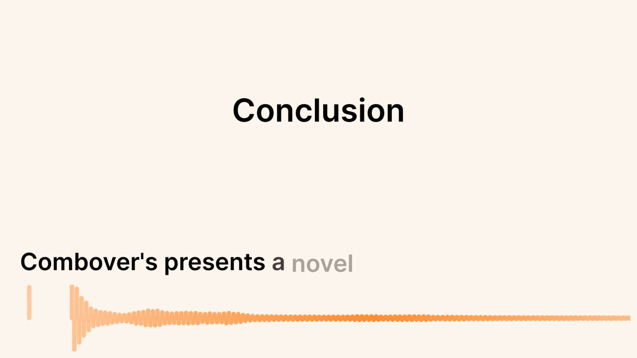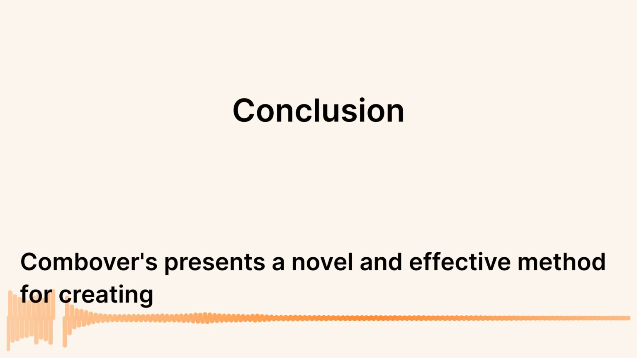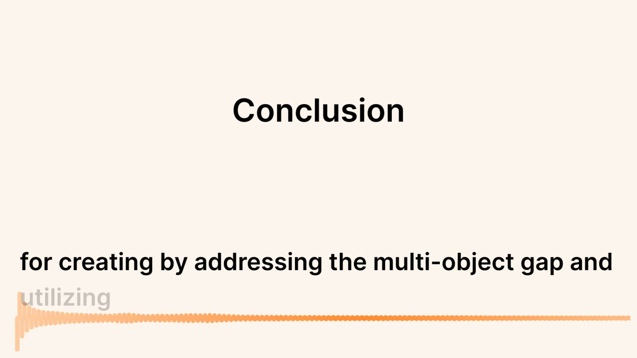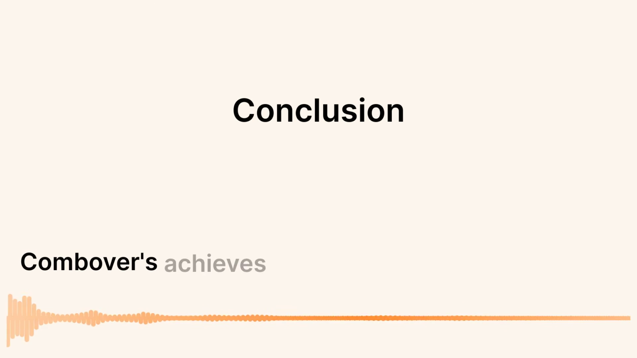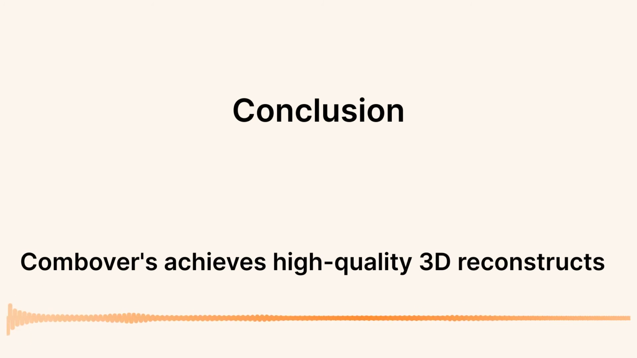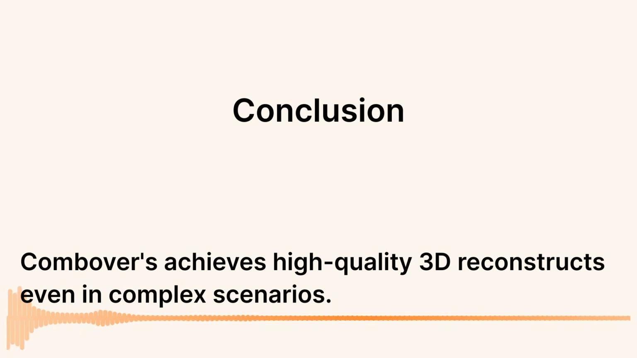ComboVerse presents a novel and effective method for creating compositional 3D assets from a single image. By addressing the multi-object gap and utilizing spatially aware diffusion guidance, ComboVerse achieves high-quality 3D reconstructions even in complex scenarios.